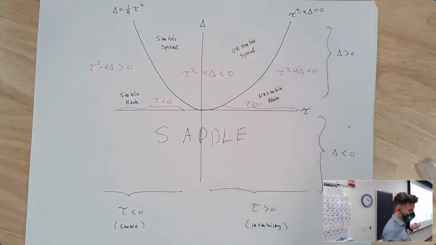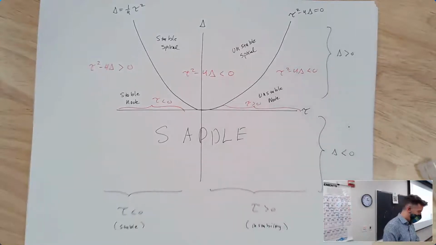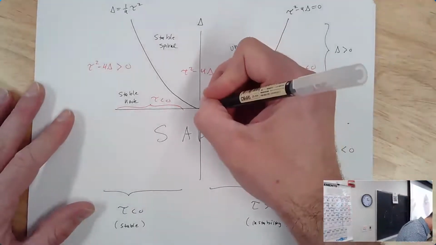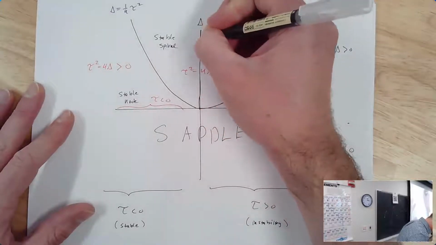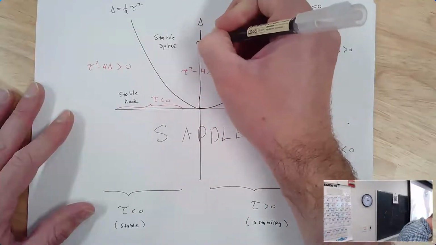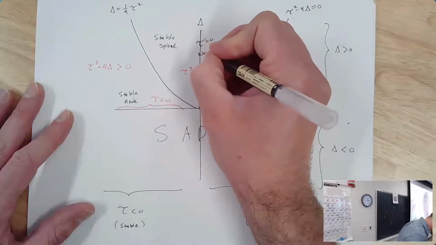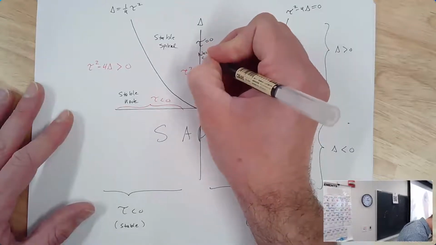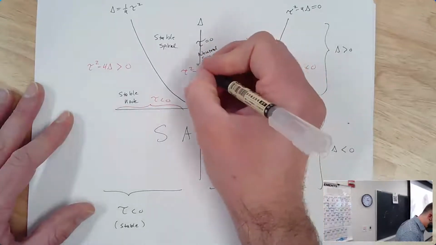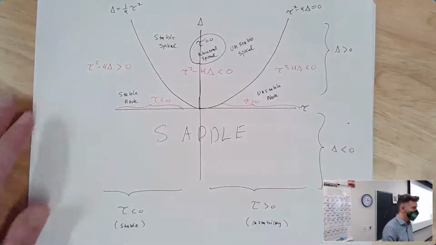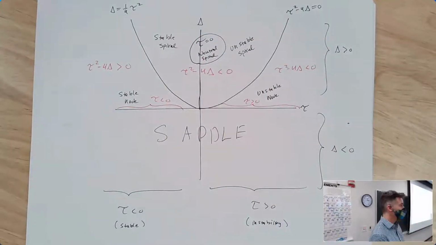On the parabola it's kind of funky, but on this line right here, where the trace is equal to 0, you have a neutral spiral. If you have a 0 trace, if your eigenvalues are purely imaginary, you don't have a spiral inward or a spiral outward, you have a spiral that just keeps looping around and around in the same spiral.